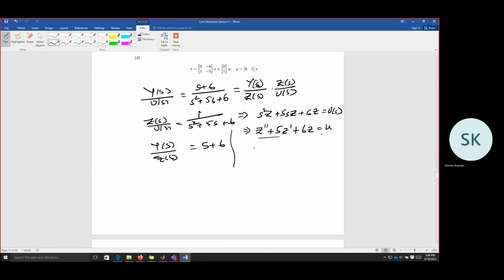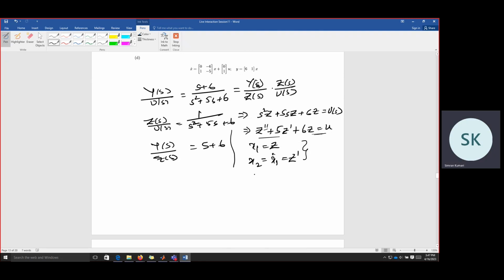So here we can say x1 is equal to z, we'll just assume. Then x2 is equal to x1 dot, which is z dot. This represents differentiation, and this also represents differentiation. So this is a second order differential equation, and we are taking two state variables because of that.